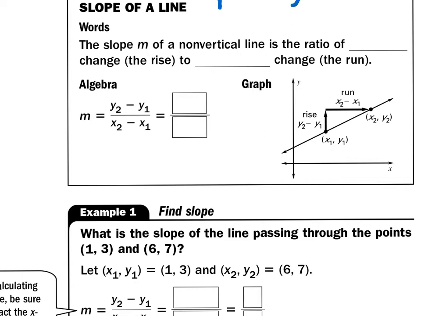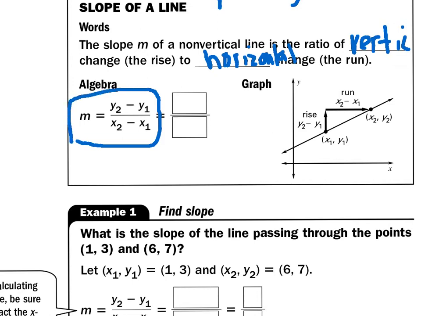Okay, slope of a line. The slope M of a non-vertical line is the ratio of vertical change, the rise, to horizontal change, the run. So the formula in algebra for slope is right here, the difference in the y's over the difference in the x's. And a poem that we use in maybe 6th grade is slope is easy and fun, it's rise over run.